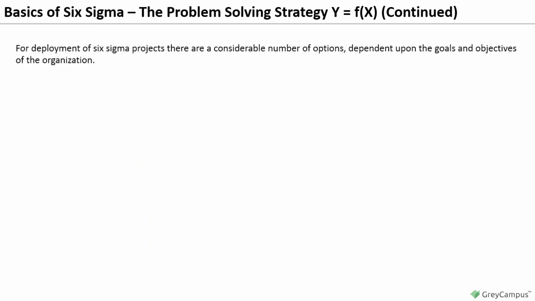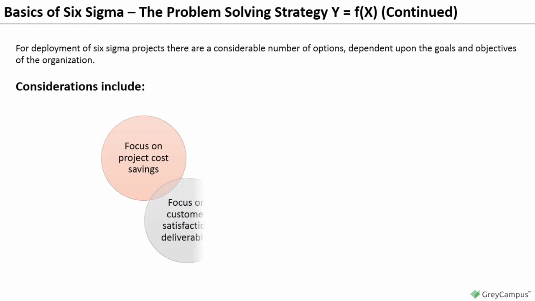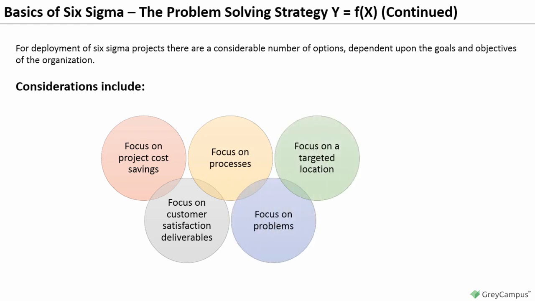For deployment of Six Sigma projects, there are a considerable number of options, dependent upon the goals and objectives of the organization. Considerations include focus on project cost savings, focus on customer satisfaction deliverables, focus on processes, focus on problems, focus on a targeted location, focus on design, focus on supplier processes.